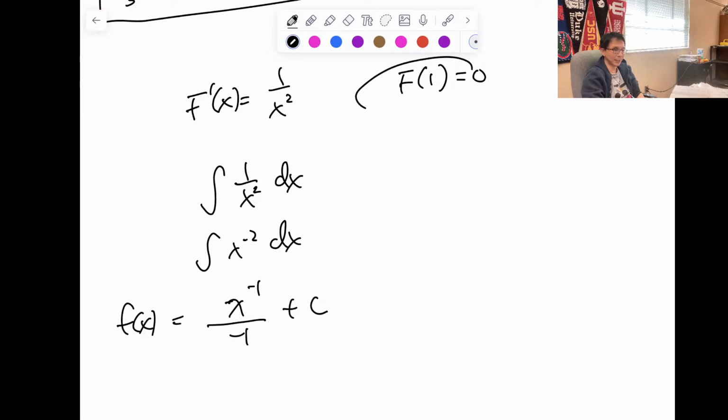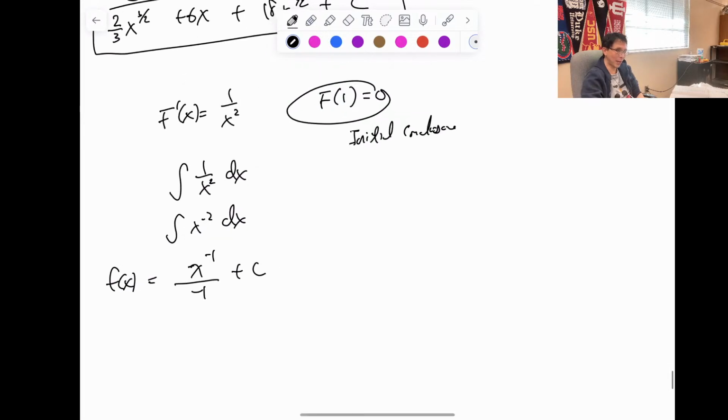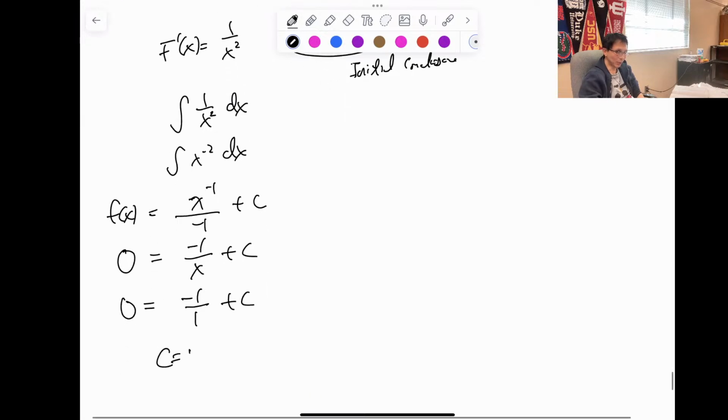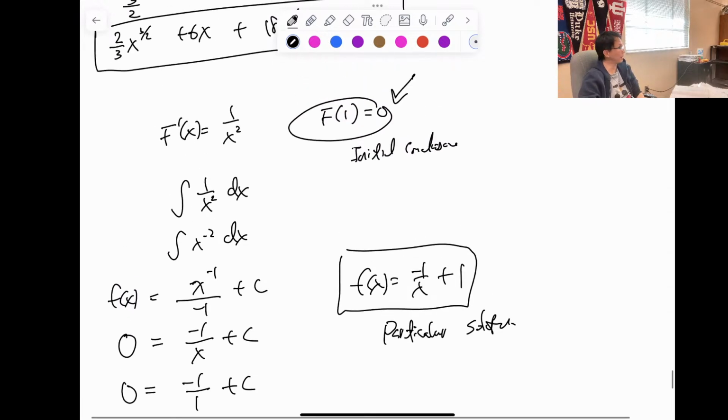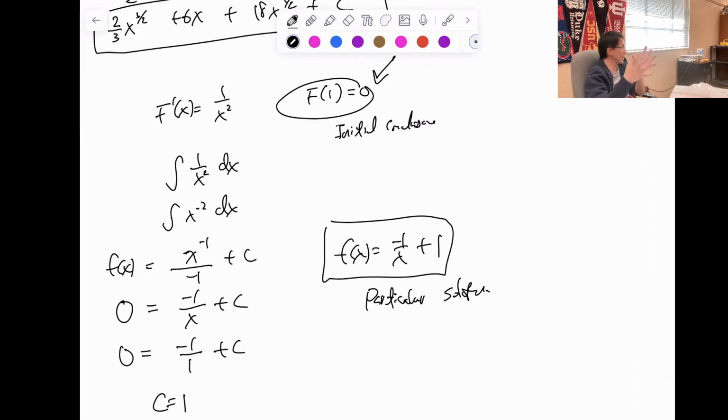Now, it turns out this is an initial condition. With the initial condition, you can find the value of c. Believe it or not, it's right here. 0 equals negative 1 over x plus c, so 0 equals negative 1 over 1 plus c. C is equal to 1. So f of x equals negative 1 over x plus 1. This is called a particular solution, because a point is given, you can plug into the original to find out what the c value is.